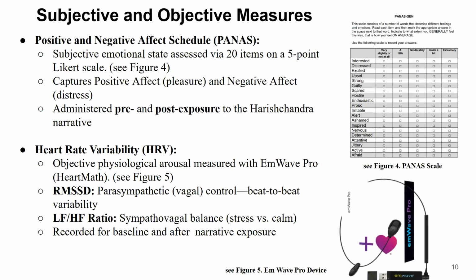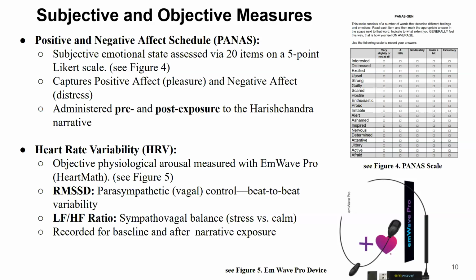So in the subjective and objective measures, we used the PANAS scale. In this scale, there are 20 items. If you see figure number 4 with the PANAS scale, the questions are on a Likert scale, from very slightly or not at all, to a little, moderately, quite a bit, and extremely. Ten questions are on the positive outcome and ten on the negative outcome, and it captures positive affect, for example pleasure, and negative affect, like distress. We administered it pre and post exposure to the Harishchandra narrative.